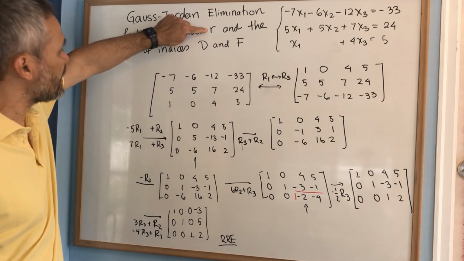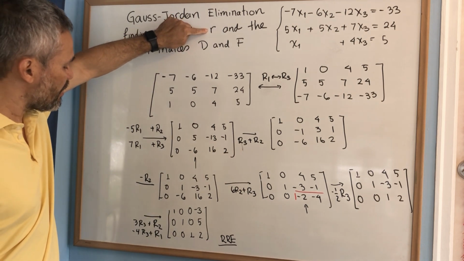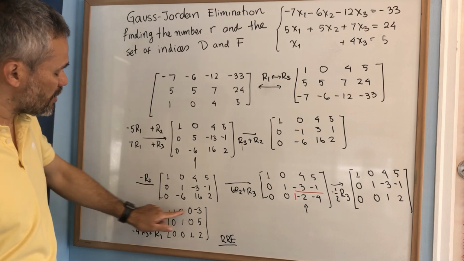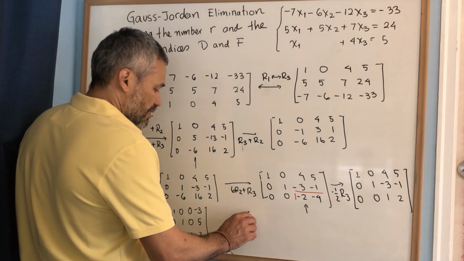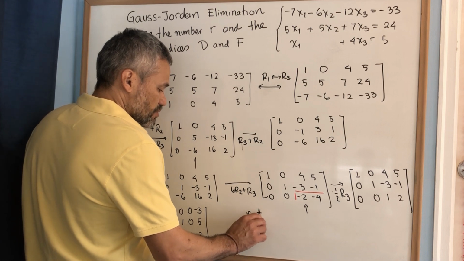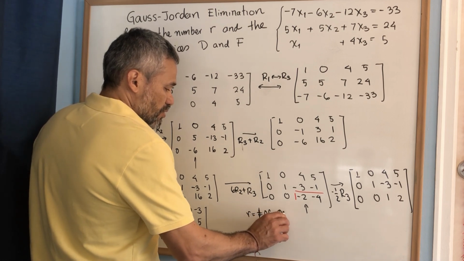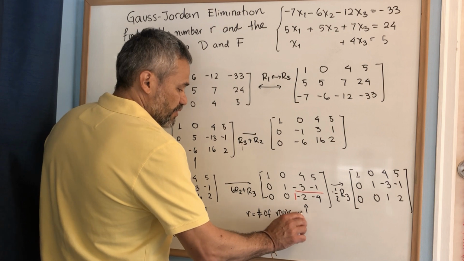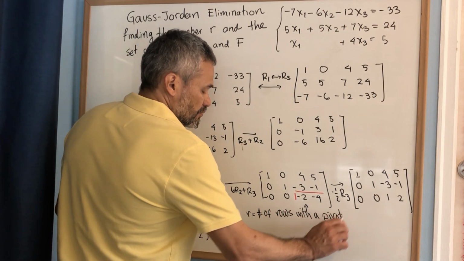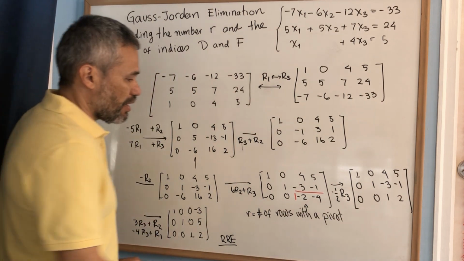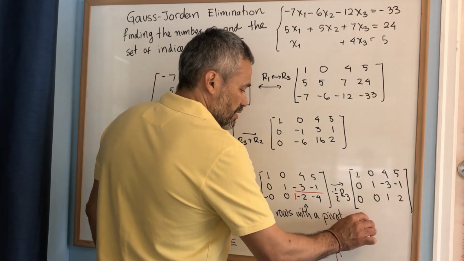The number R indicates the number of rows that have a pivot. Right? The number of rows that have a pivot. And in this case, that number R is 3.